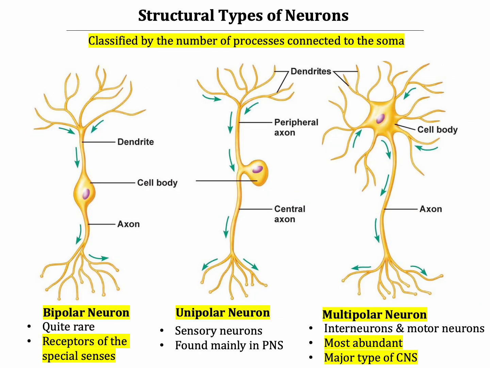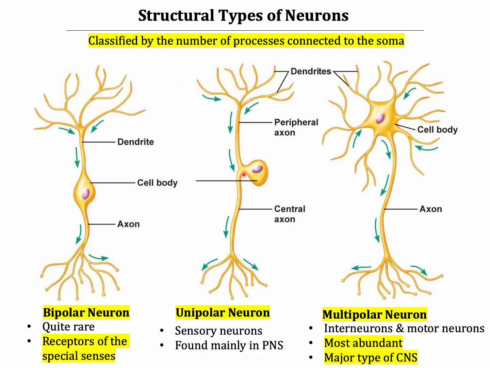So correlating along with that are structural types of neurons: bipolar, unipolar, or multipolar. These are classified by the number of processes connected to the cell body or the soma. So bipolar, we see 1, 2 processes. These are relatively rare, but they are specific to our special senses. So vision, smell, taste, hearing. That's where we find bipolar shaped neurons.